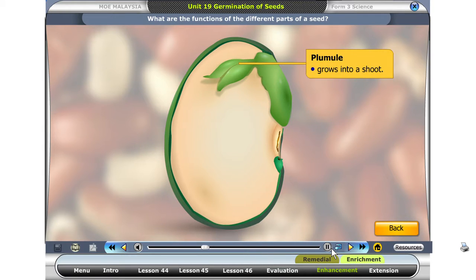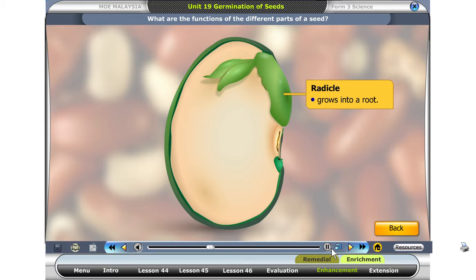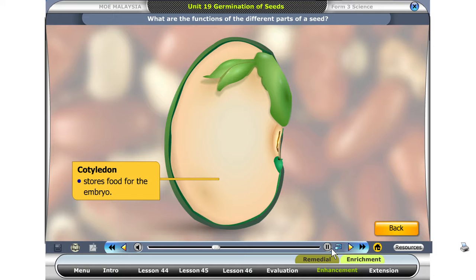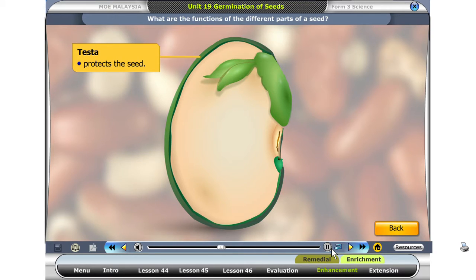The plumule grows into a shoot. The radicle grows into a root. The cotyledon stores food for the embryo. The testa protects the seed.